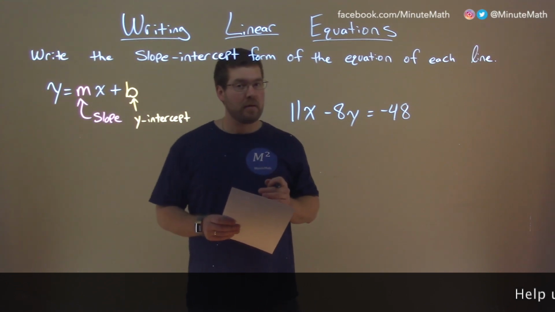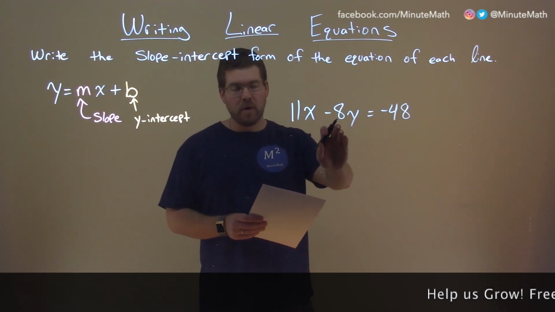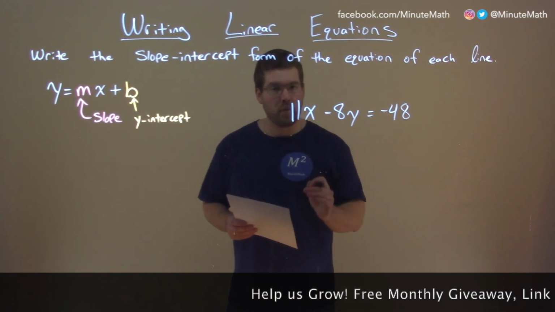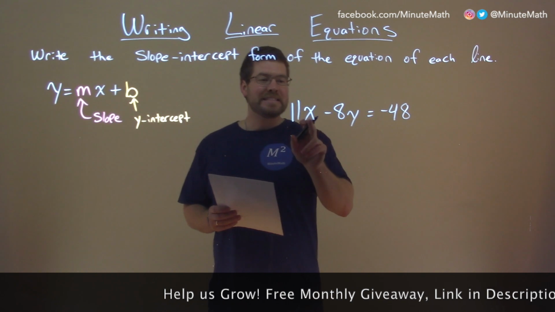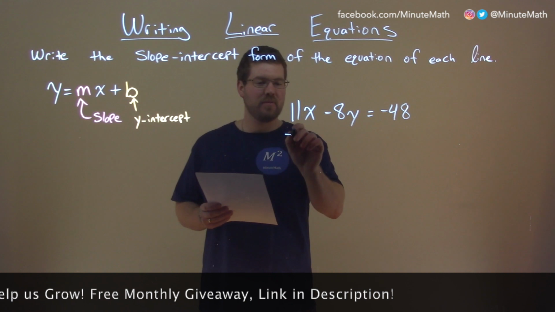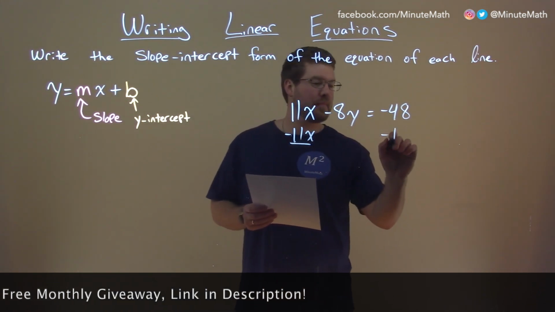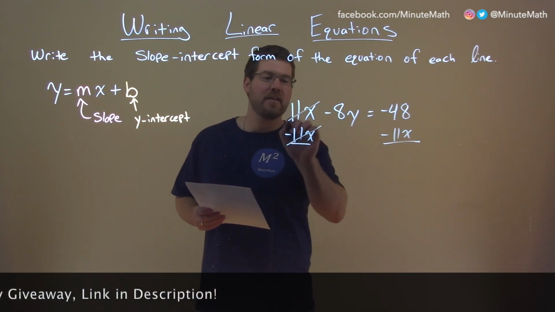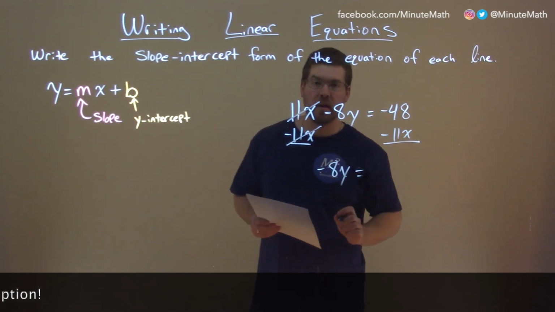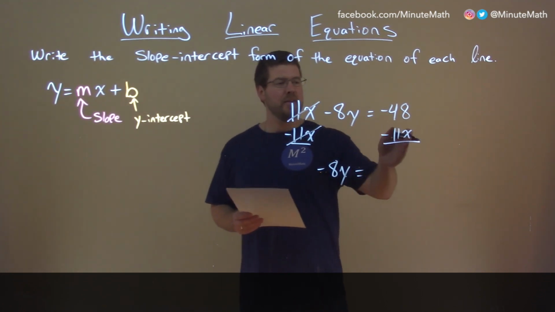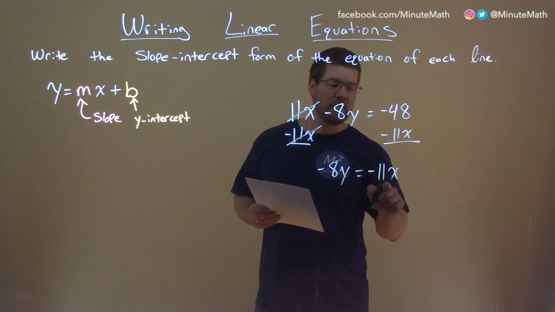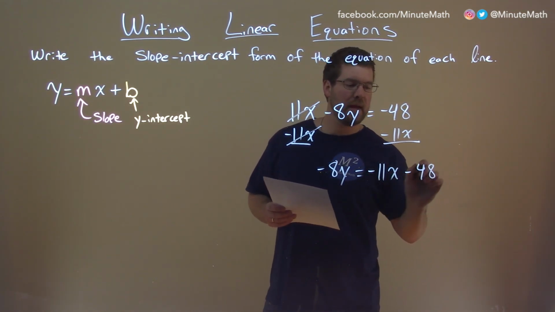If I was given this problem, 11x minus 8y equals -48, and we need to write that in slope-intercept form. First thing I want to do is get y by itself, and to do that, we subtract 11x. We subtract 11x to both sides. That cancels the 11x on the left-hand side, giving us -8y by itself on the left. On the right-hand side, these two are not like terms. We cannot combine them, so we have -11x here, minus 48.